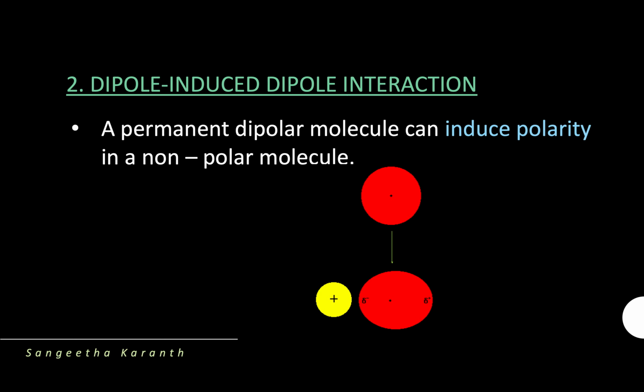First we spoke about dipole-dipole interaction, the interaction between two permanent dipoles. Here it is not a permanent dipole. A non-polar molecule, which is not a dipole, is converted into a dipole, or what we say is it is induced into becoming a dipole, and this induced dipole has an attractive interaction with a permanent dipole. Such an interaction is called dipole-induced dipole interaction.